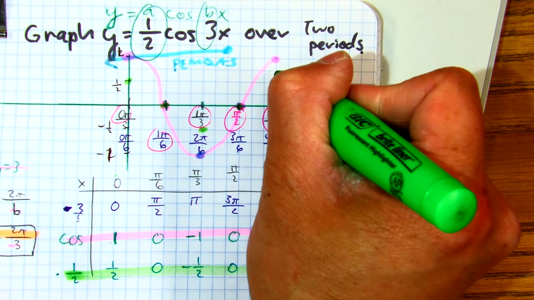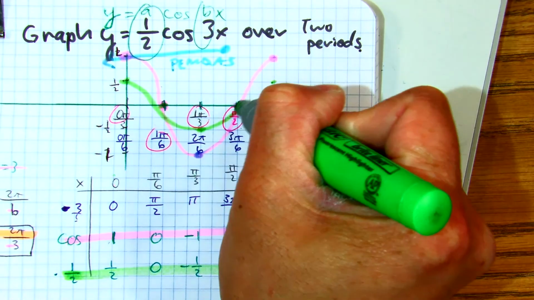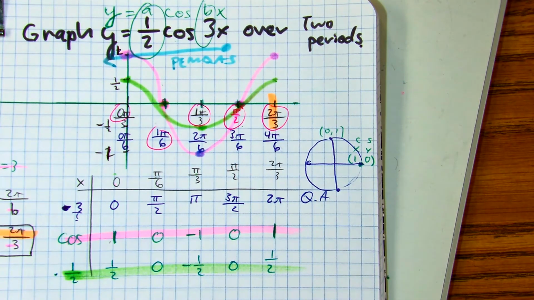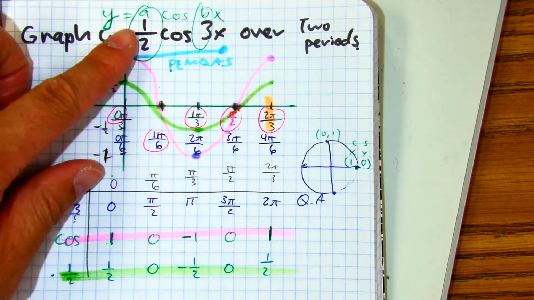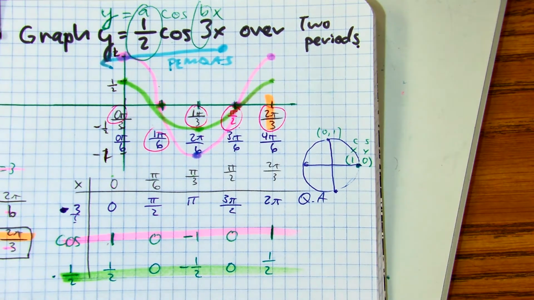Class, what happened to the graph? I like that word even better. Vertical compression. Right? That's essentially what the A value did in your transformations. There's less energy in you, right? You just took the SATs and you went to a football game.